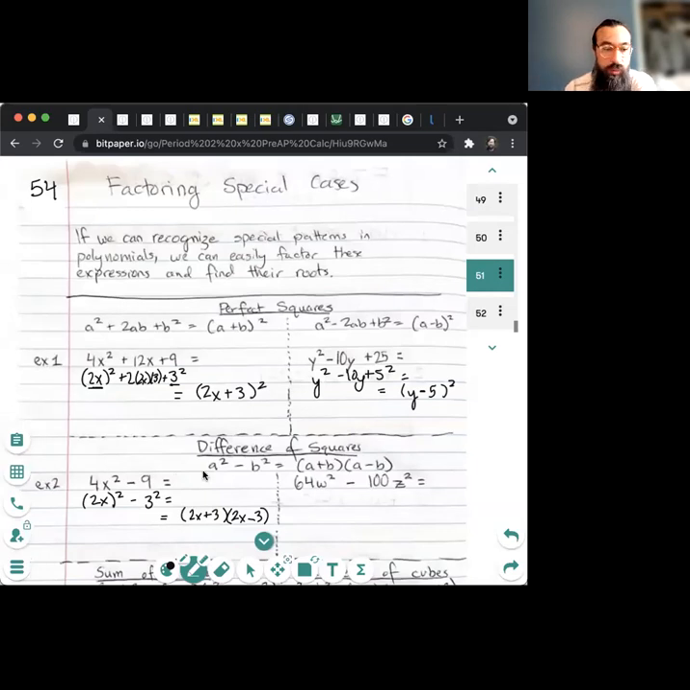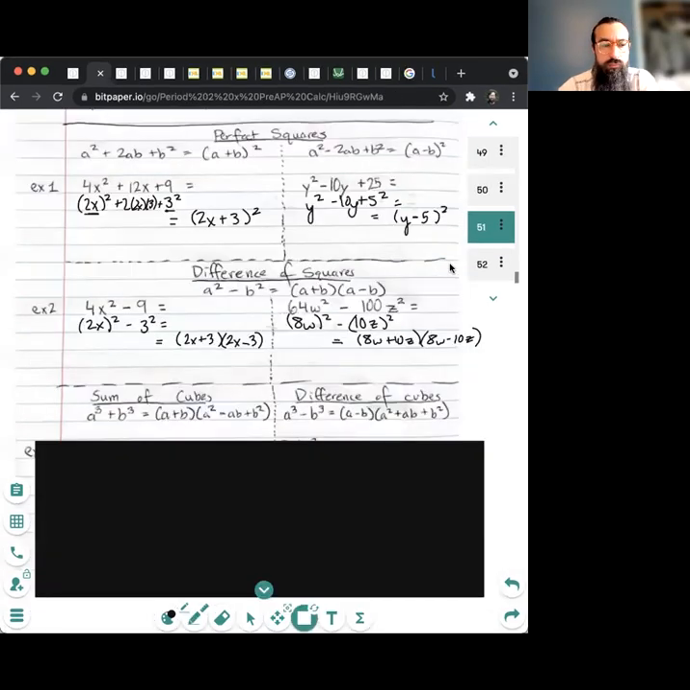How did this example go for you? Hopefully you saw that this can be written as 8w squared minus 10z squared. Right, so that's 2 squares being subtracted, so it applies. And that means we just get to write 8w plus 10z times 8w minus 10z. All right, pause, and we'll move on to the next section.